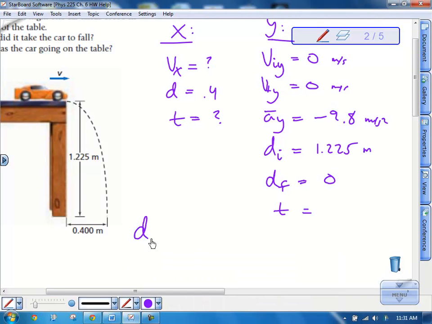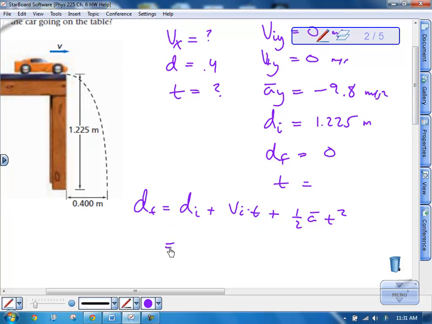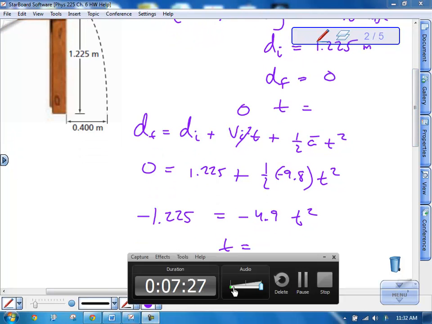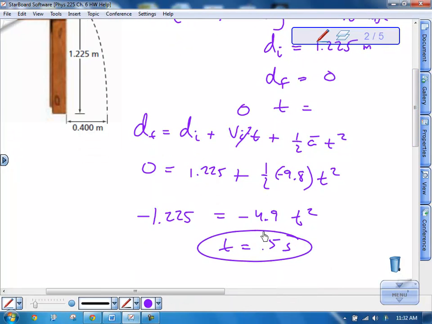All right, so let's try once again our equation: final distance equals initial distance plus initial velocity times time plus 1/2 average acceleration times time squared. Final distance is 0. Initial height is 1.225. This term drops out again. We have 1/2 times negative 9.8 times t squared. So we'll move this over to the other side again. Negative 1.225 equals negative 4.9 t squared. Divide both sides by negative 4.9 and take the square root, and you get that it's only in the air for about 0.5 seconds.